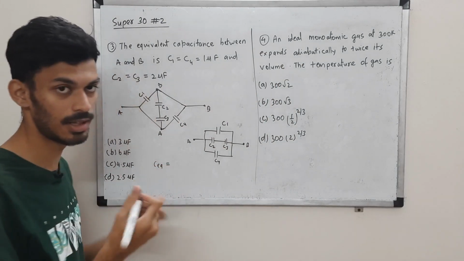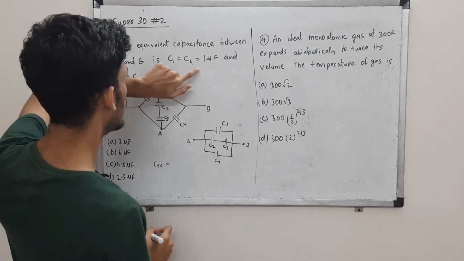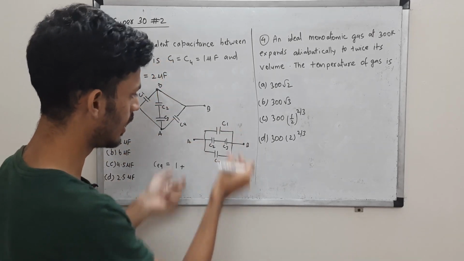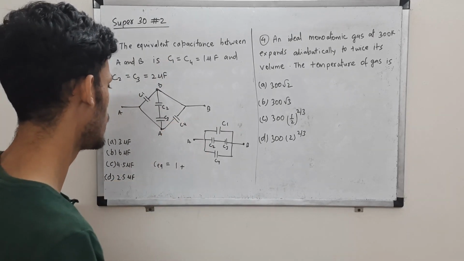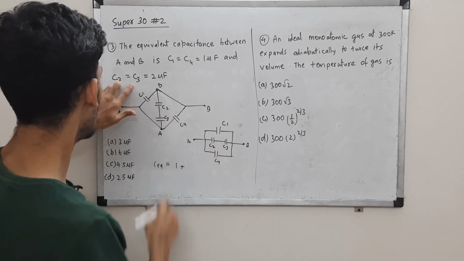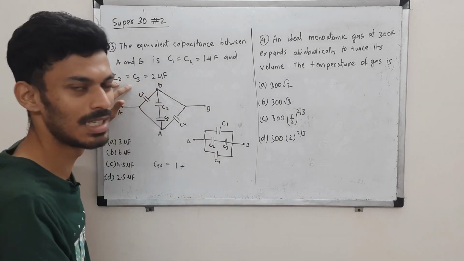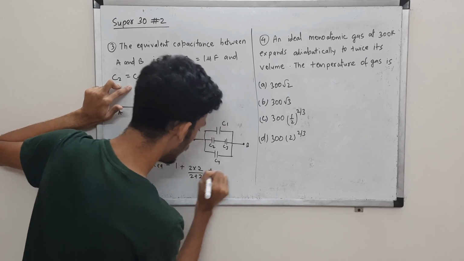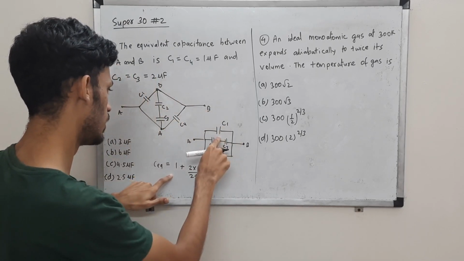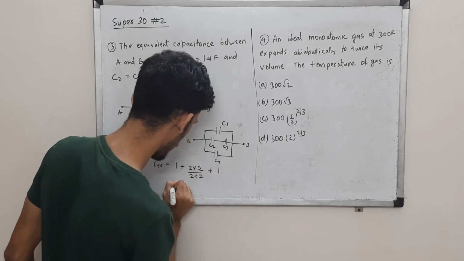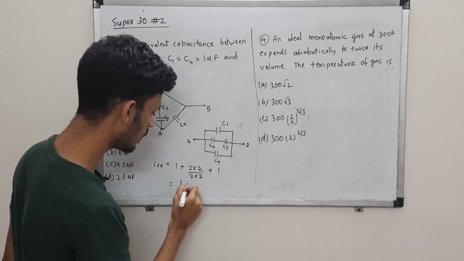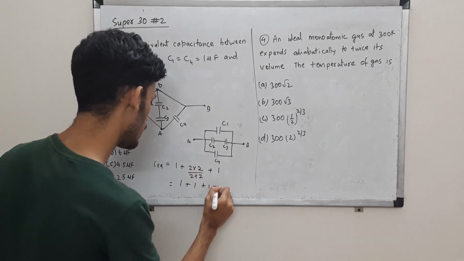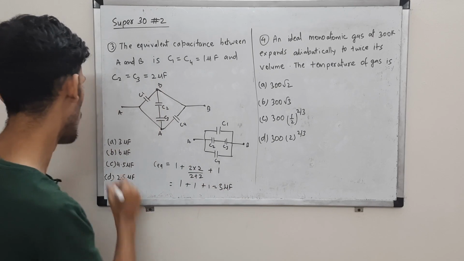C equivalent: in parallel we add, right? So C1 is 1, plus C2 and C3 in series with each other, and then they are in parallel with C1 and C4. C2 and C3 in series: 2 times 2 divided by 2 plus 2 makes it 1, plus C4. So this branch is 1, this branch is also 1, and 4 divided by 4 is 1. Plus 1, so that is 3 microfarad, which is option A.